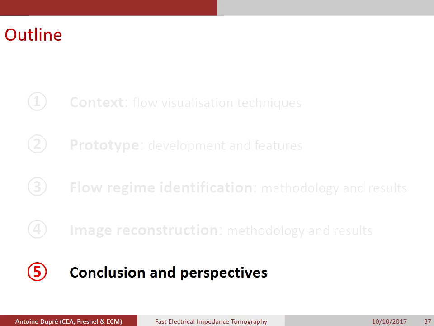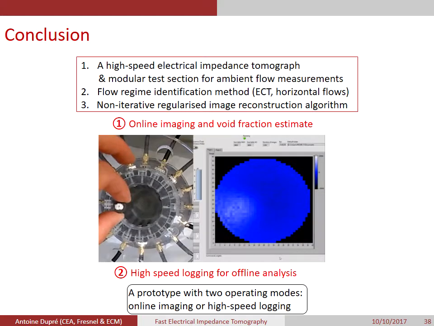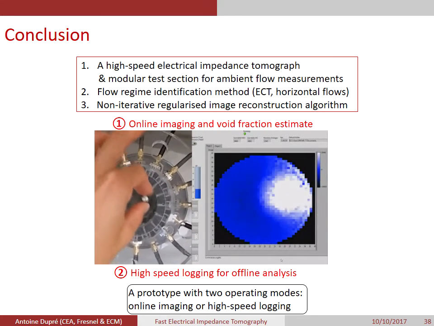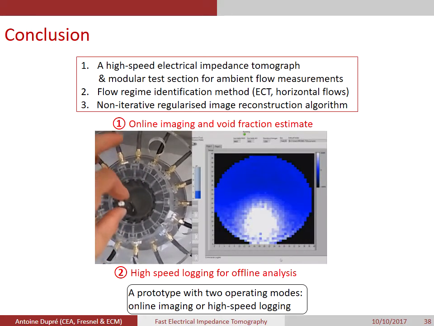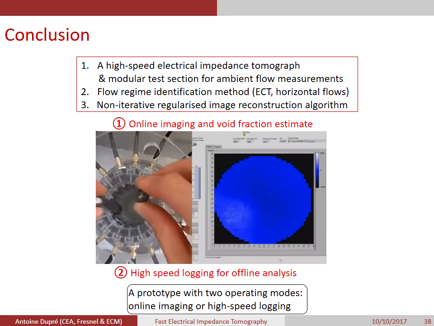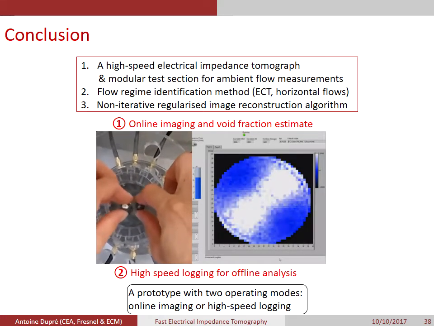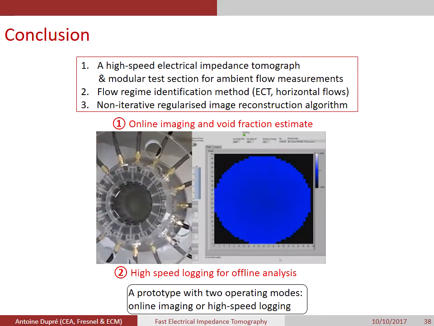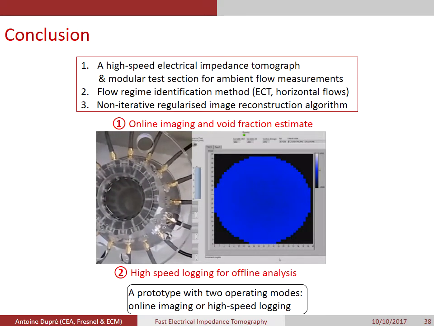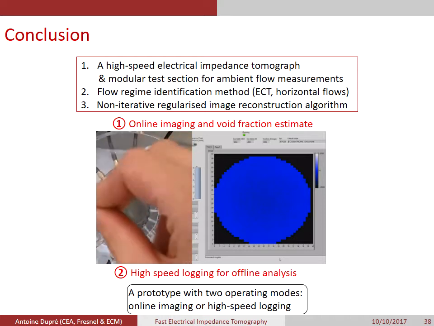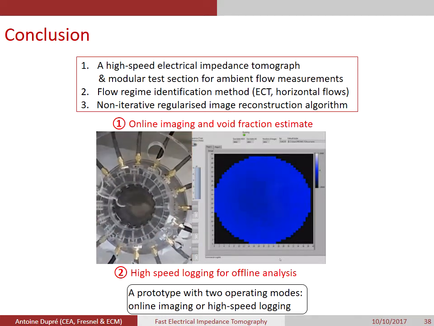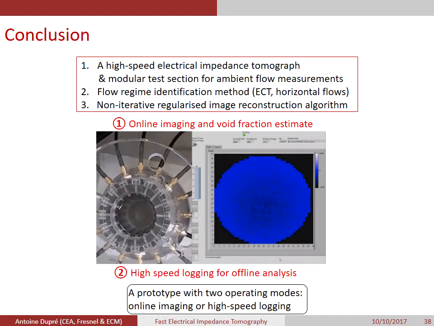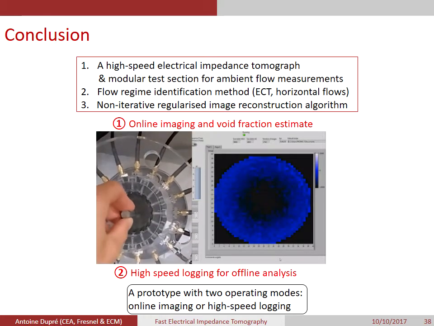Finally, let me quickly conclude and give some perspective for this research. So a high-speed electrical impedance tomograph was developed, along with a modular test section for ambient flow measurements, and two algorithms for analyzing the signal: the flow regime identification method, and the image reconstruction technique, which is non-iterative and regularized. Here you see the illustration of the sensor used in online imaging mode, which gives an estimation of the void fractions. But more importantly, it can also be used in high-speed logging for offline analysis of the results. So we are not forced to use online reconstruction techniques, which have limitations.